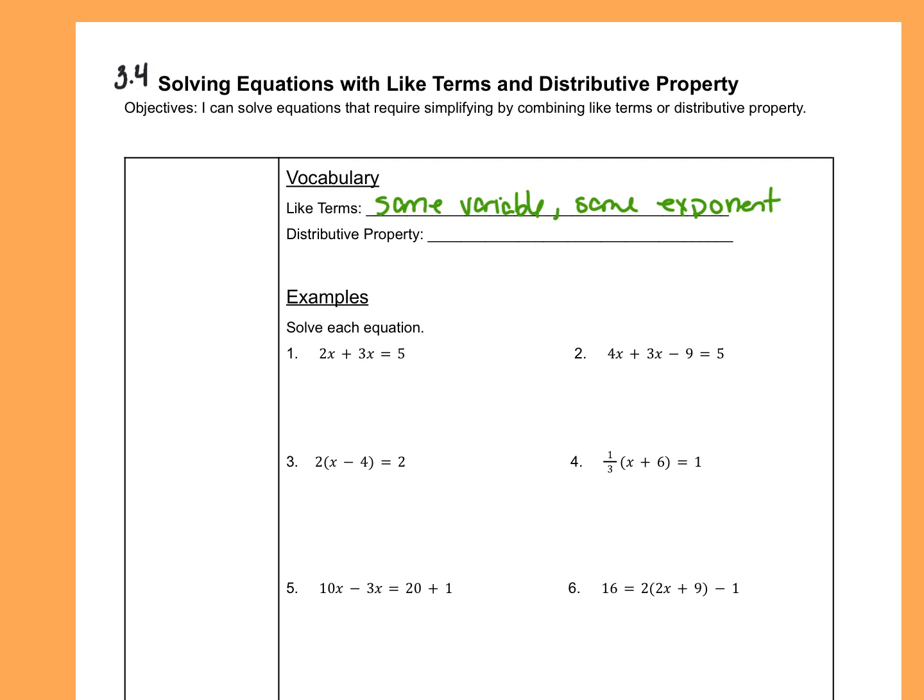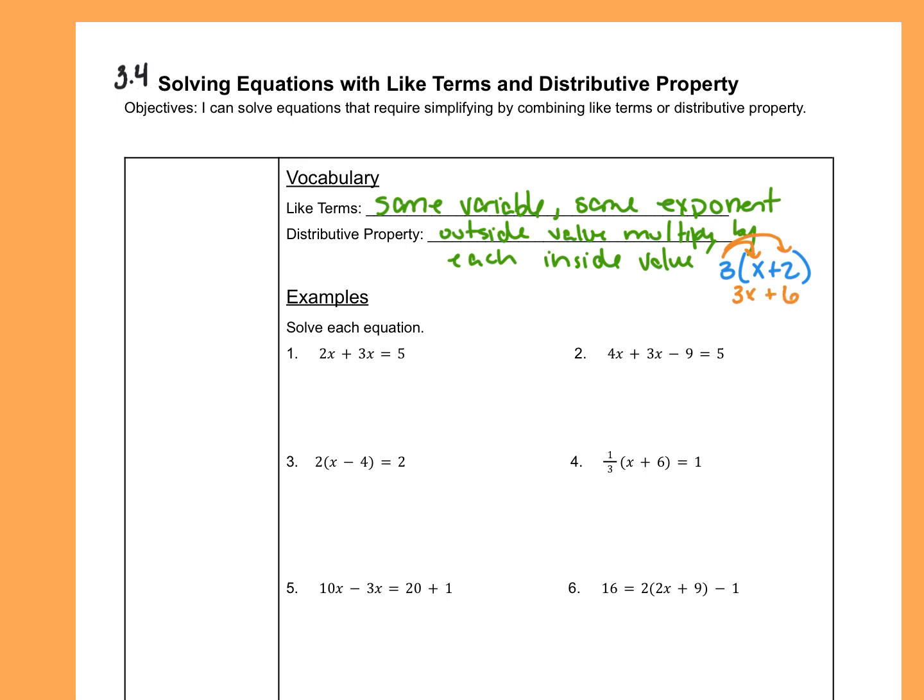And then distributive property is when we take the outside number or value, because sometimes it's not a number, and we multiply by each inside value. So like if I had 3 times the quantity x plus 2, we would take 3 times x, and that would give us 3x, and 3 times 2, that would give us a positive 6.